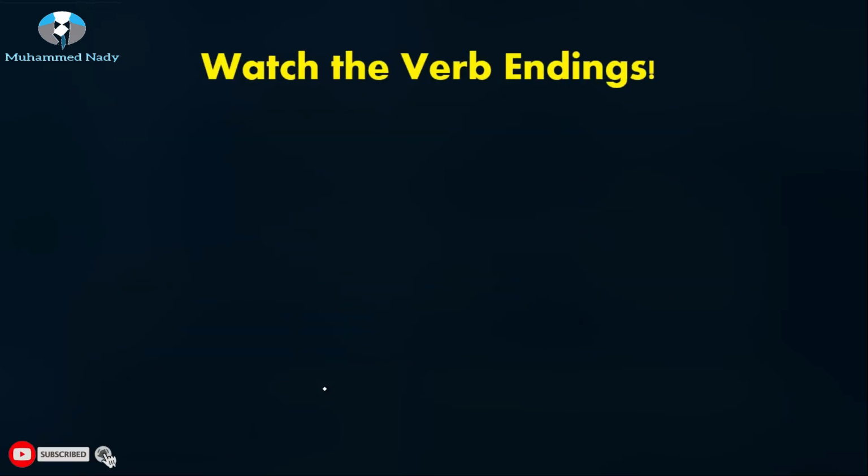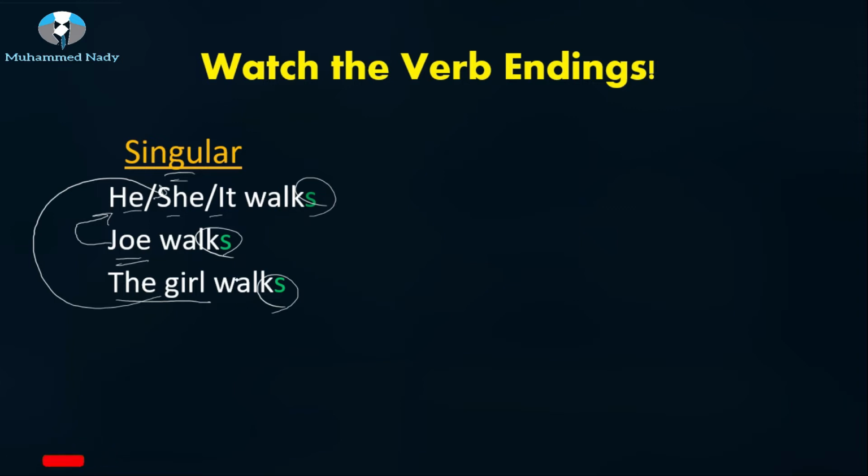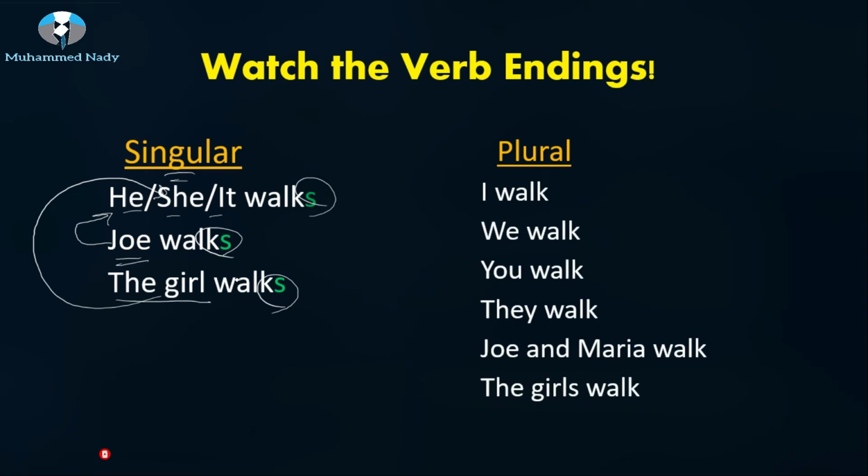Okay. Watch the verb endings. For the singular verbs, he or she or it, it should be walks, for example. He walks, she walks. Joe, because Joe is like he, so Joe walks. And the girl, which is like she, so the girl walks. That's for the singular. So when the subject is singular, which means the subject doesn't have an S, the verb has an S. Now, what about plural? When it's plural, of course, we don't add an S. As you see here in the verbs, all of them don't have an S.